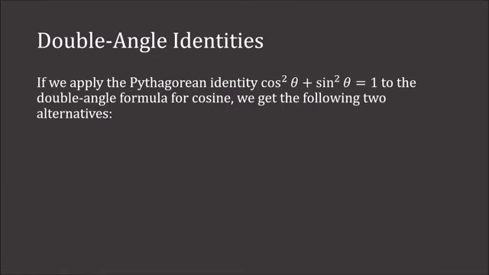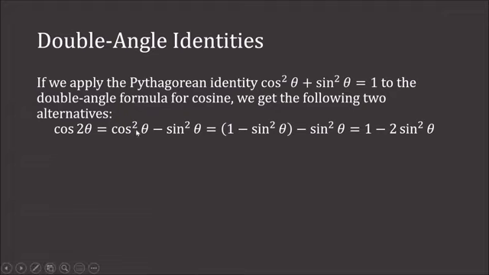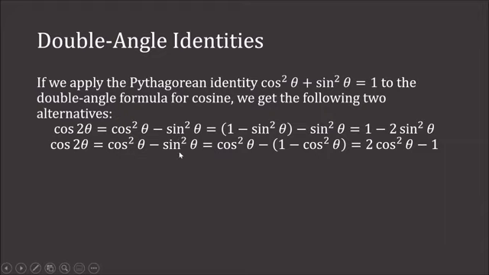What we do is we apply the Pythagorean identity, cosine squared plus sine squared equals 1. Then, what we'll get, cosine of 2 theta, which is cosine squared minus sine squared. Replace cosine squared with 1 minus sine squared, which is derived from up here. So that's 1 minus sine squared minus sine squared, which is 1 minus 2 sine squared. If instead we replace sine squared, we'll get this. Right, cosine squared minus 1 minus cosine squared becomes 2 cosine squared minus 1. So these are two alternative double angle identities for cosine.